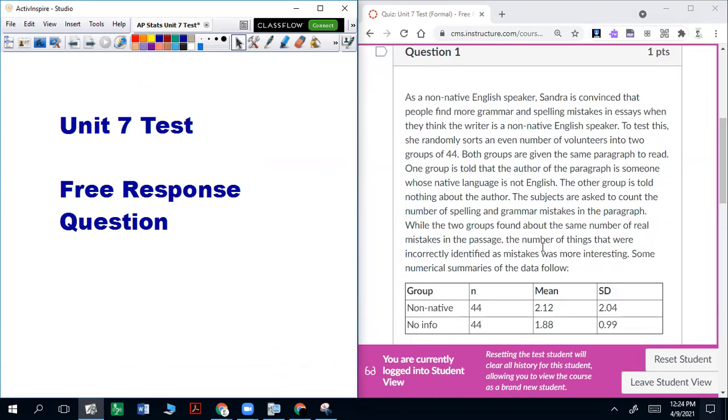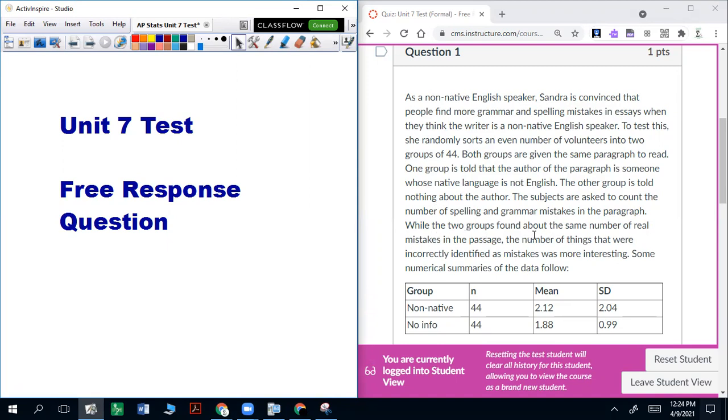As a non-native English speaker, Sandra is convinced that people find more grammar and spelling mistakes in essays when they think the writer is a non-native English speaker. To test this, she randomly sorts an even number of volunteers into two groups of 44. Both groups are given the same paragraph to read. One group is told that the author of the paragraph is someone whose native language is not English. The other group is told nothing about the author. The subjects are asked to count the number of spelling and grammar mistakes in the paragraph.